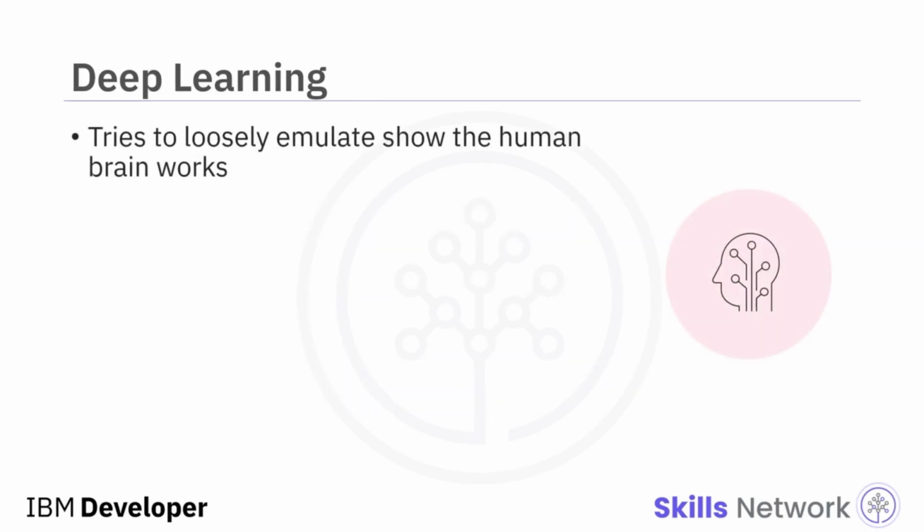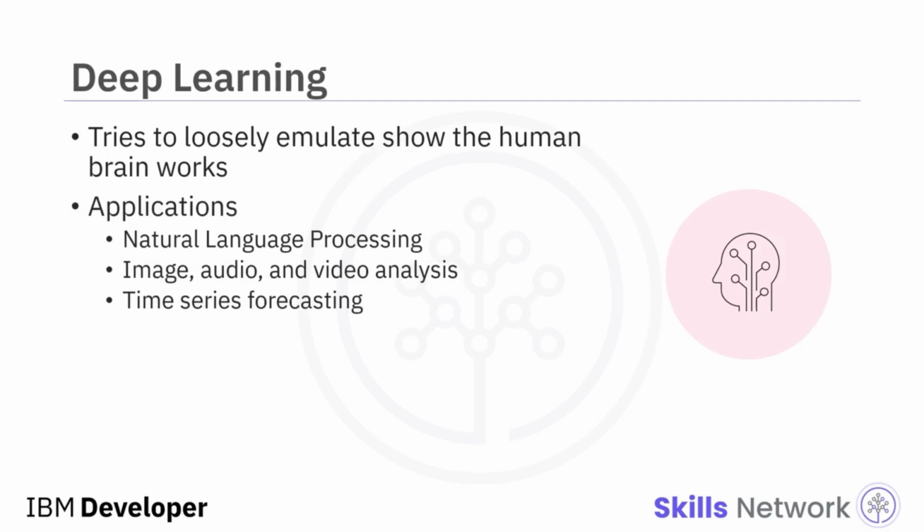Deep learning is a specialized type of machine learning. It refers to a general set of models and techniques that loosely emulate the way the human brain solves a wide range of problems. It is commonly used to analyze natural language, both spoken and text, images, audio, and video to forecast time series data, and much more.